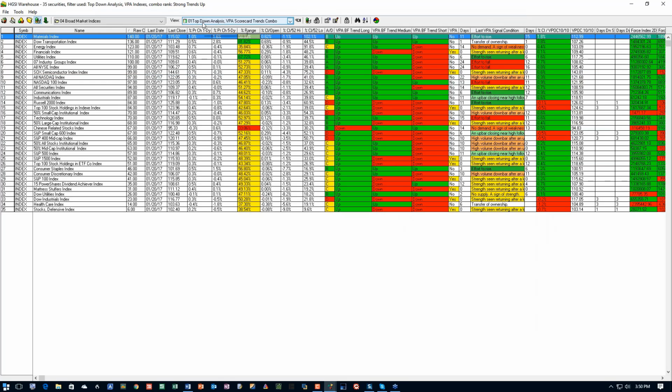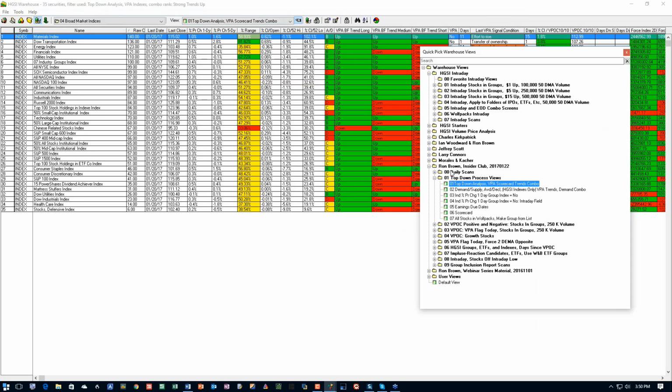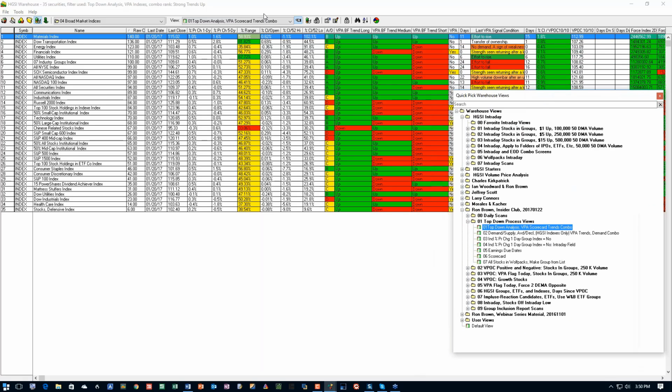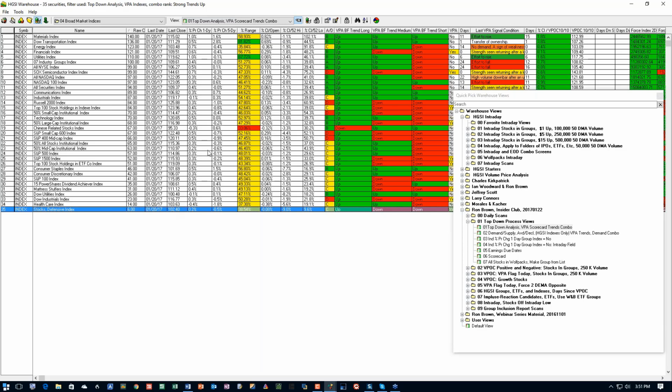Now, in this view, let me bring this up here. These are in my top-down process views. This is one that I look at first. I use a combo called Strong Trends Up, and you can see where the strength is or was as of Friday, and this held true today. There was a lot of strength in the materials group, and the defensive stocks are clear down here at the bottom. Healthcare is down here at the bottom also.